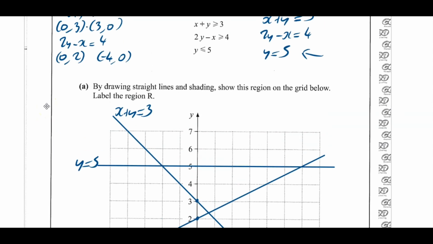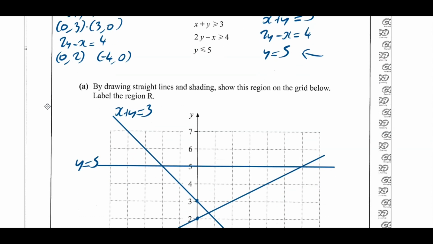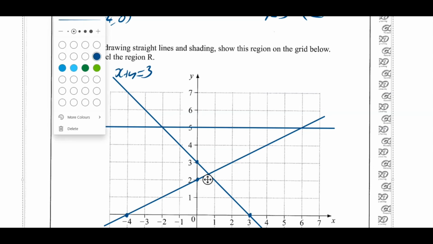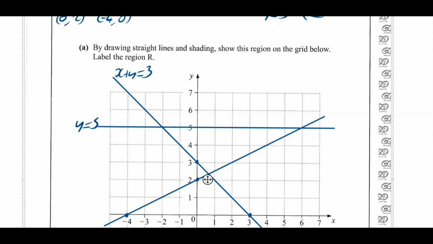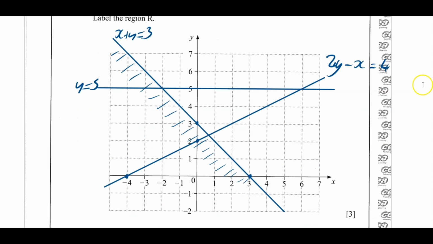So we want x plus y to be greater than or equal to 3. That means we want above this line. So by shading, I'm going to shade this bit here. I want this to be greater. That's a bit I don't want. And then I want 2y minus x to be greater than or equal to 4. So this is comparing with the line 2y minus x equals 4. I want to be greater than.